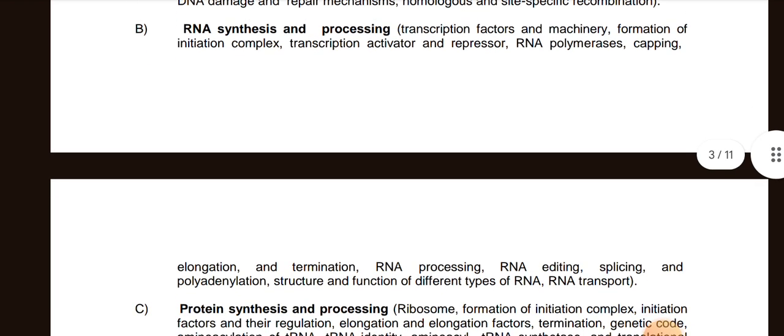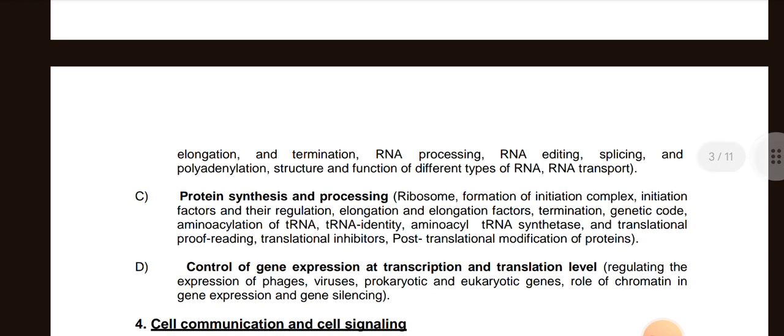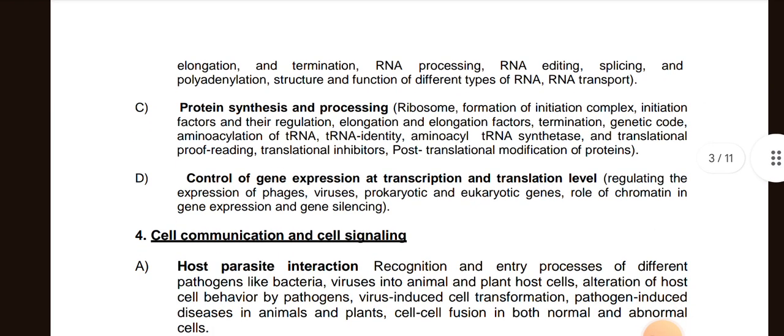The next subunit is RNA synthesis and processing. Here we will discuss in detail RNA polymerases and transcription activators, repressors, formation of the initiation complex, then elongation and termination processes, RNA processing, RNA editing, RNA splicing, polyadenylation, structure and functions of different types of RNA, and RNA transport.